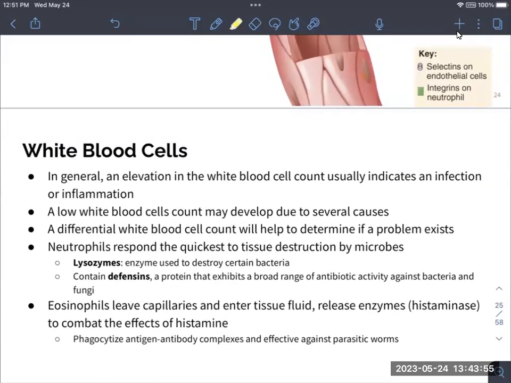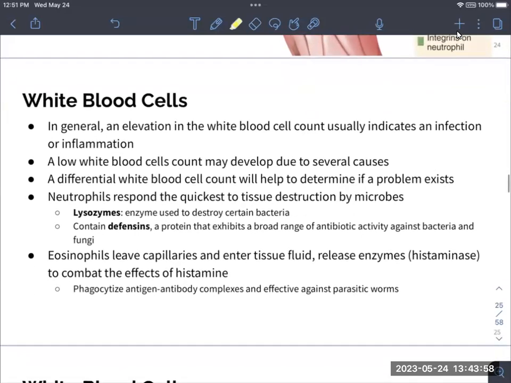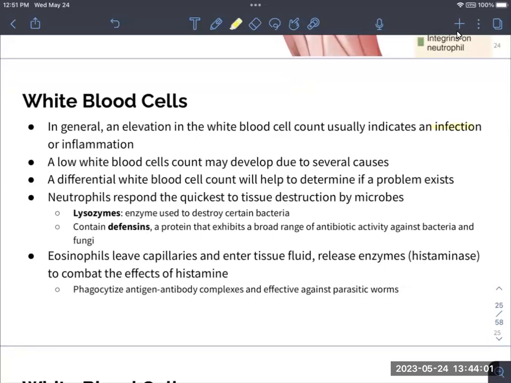So as I mentioned when we were looking at blood tests, if our white blood cells are high, there's some sort of infection happening or there's some sort of inflammation somewhere in the body. We may also not have enough white blood cells. There's a lot of different things that can cause low levels of white blood cells as well. This is where, again, that CBC, that complete blood count, comes into play. We can use those results to help determine if there's any kind of problem or something happening in the system.